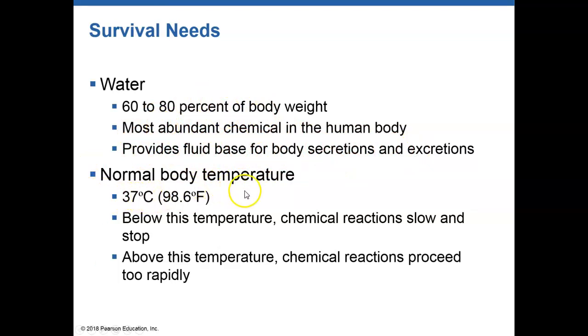We have to maintain a body temperature of about 37 degrees Celsius. Any movement below that temperature is going to slow chemical reactions, and if it's above, it could actually cause proteins that help to maintain the body to start to break down. So this is the optimum temperature right here.